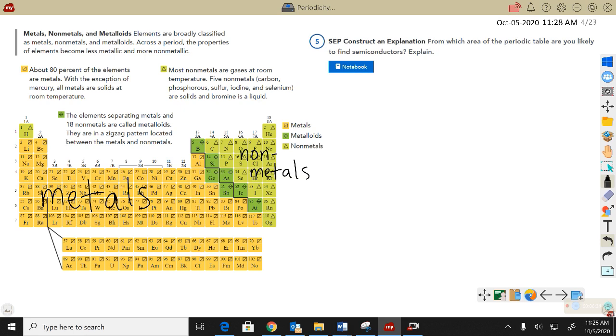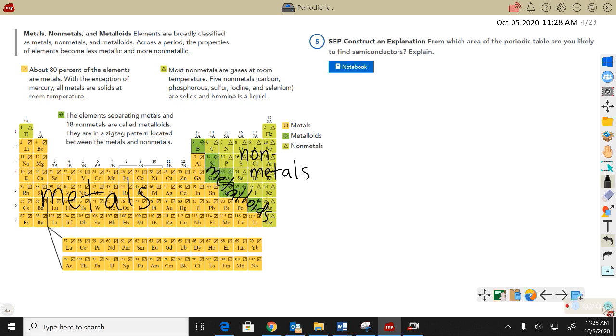Just a pretty small section of elements in the upper right-hand corner. A lot of them are gases. And then most periodic tables will have this staircase that goes zigzag through the P block. The elements along that staircase are often referred to as metalloids. Okay, so metals. We are familiar with metals.